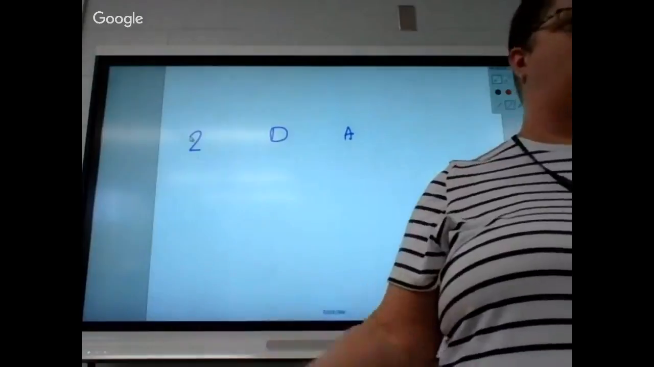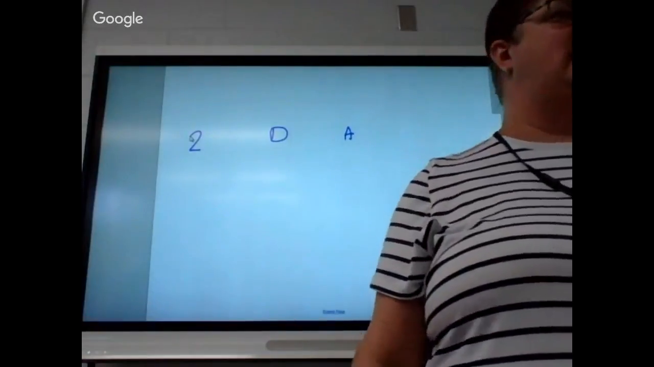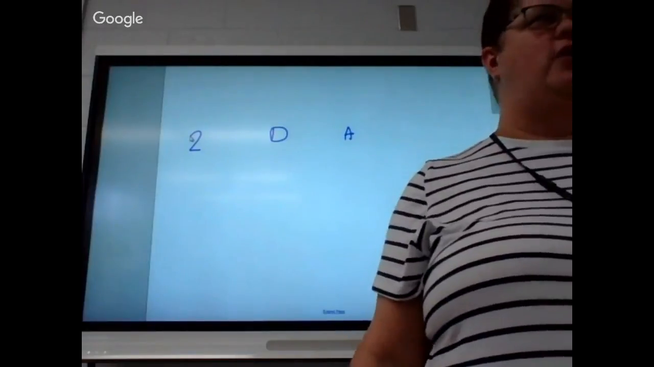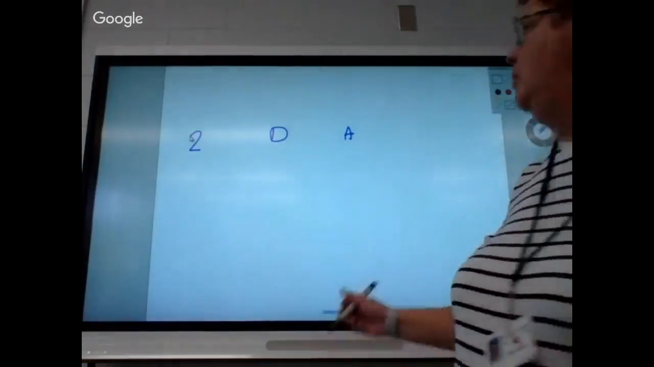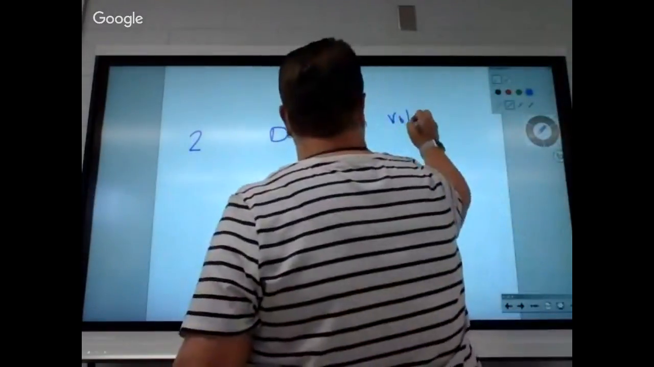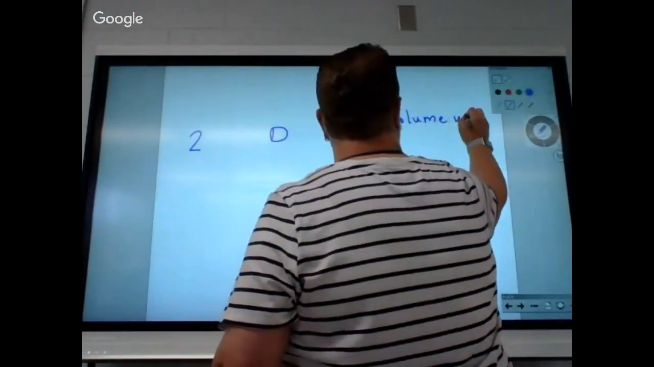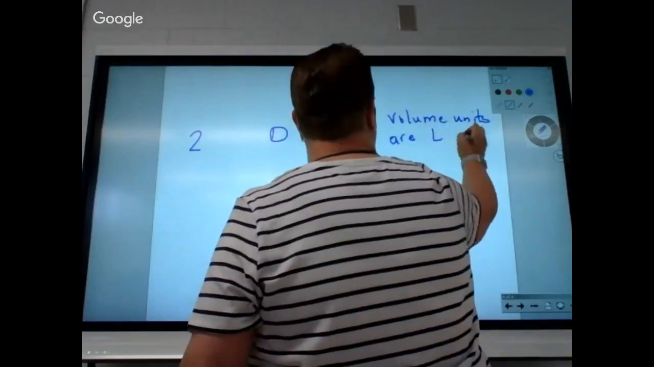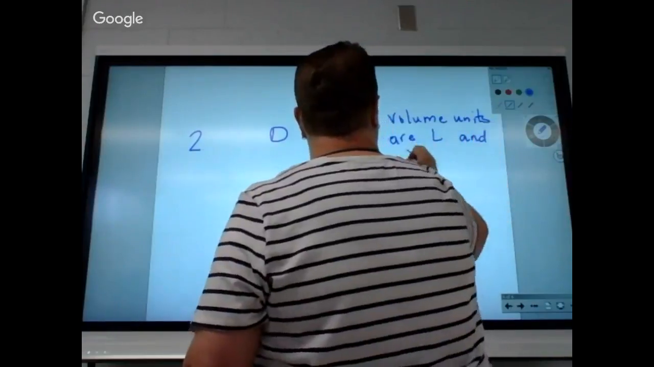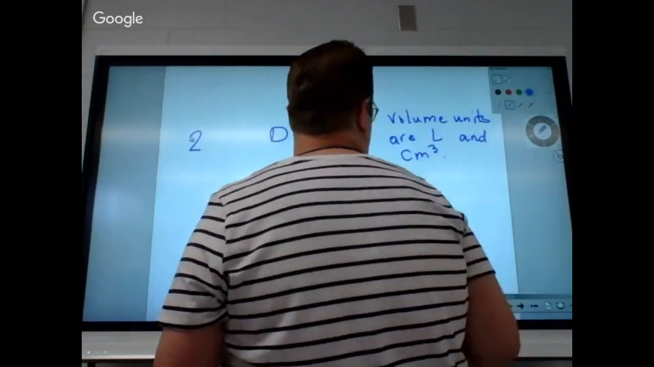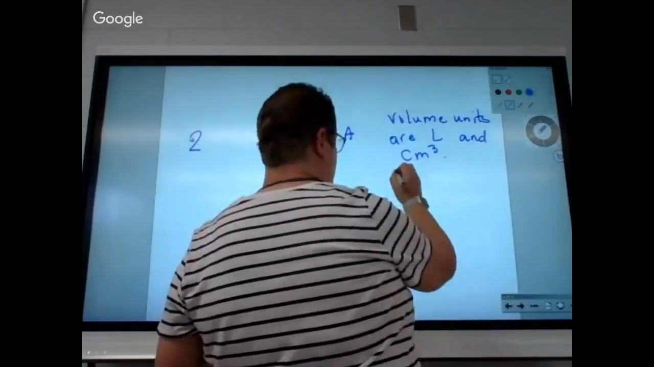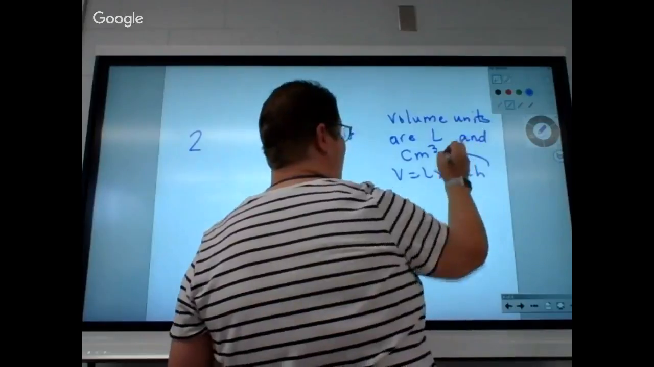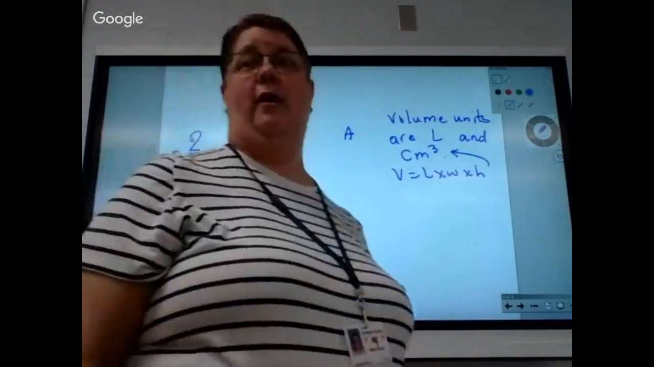This is not one that's going to get a lot of explanation because it's not one that you can explain a great deal about. This one is largely one that you should already know and have memorized. Okay? All right? So volume units are liters and centimeters cubed. Now, you could say volume equals length times width times height to explain that one, but that's really all you can put there.